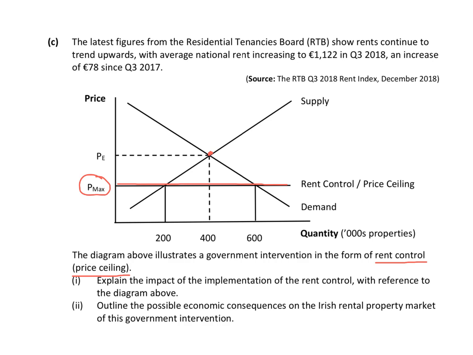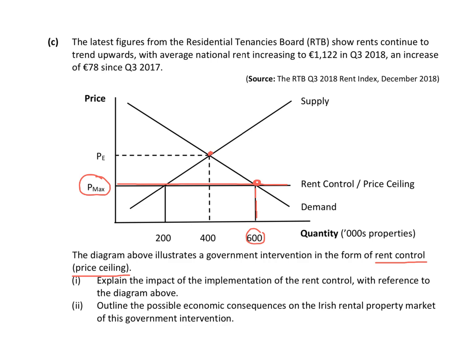So obviously that is going to create more demand. So if we look at our new demand here, where the P max hits the demand curve, that's leaving you with 600,000 for demand.